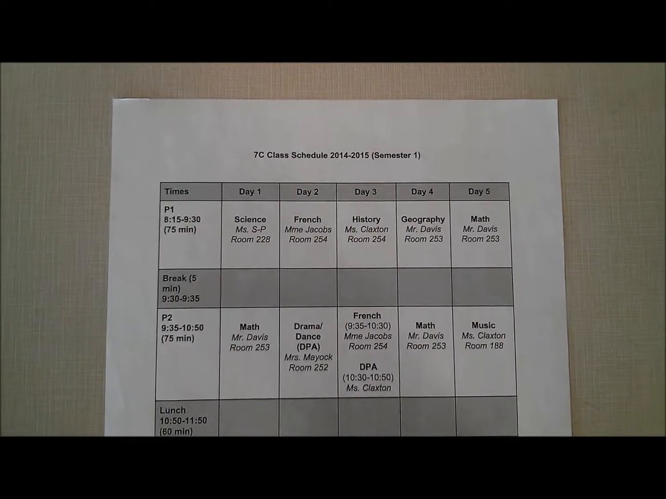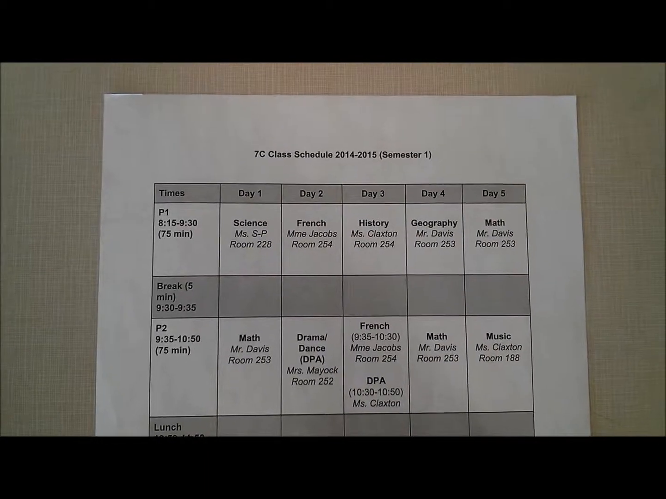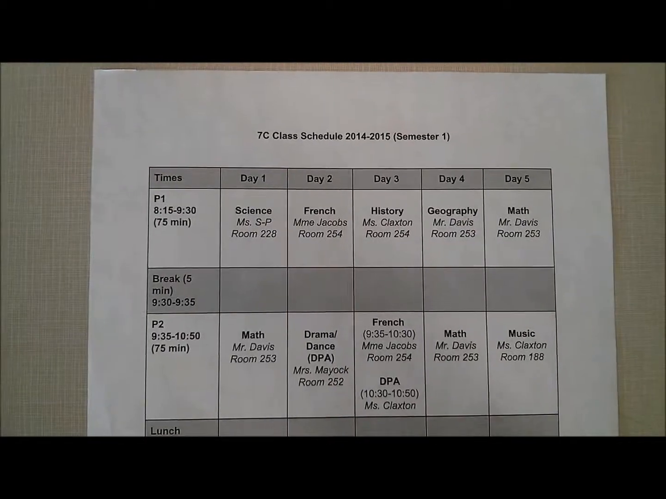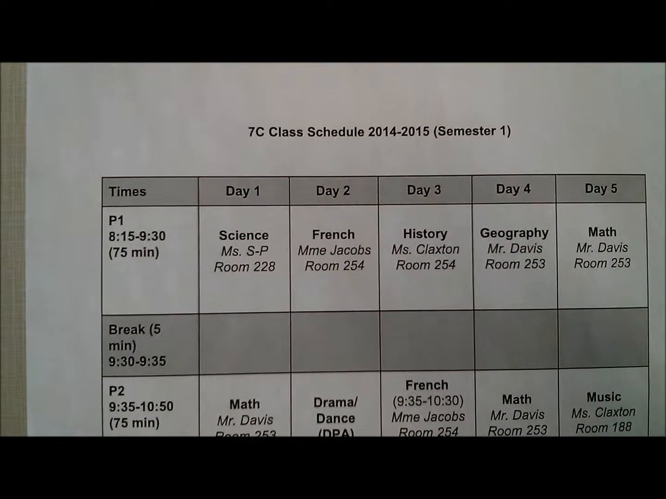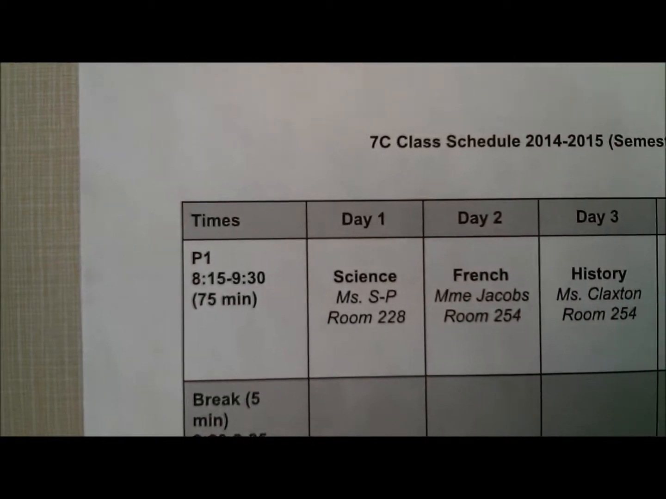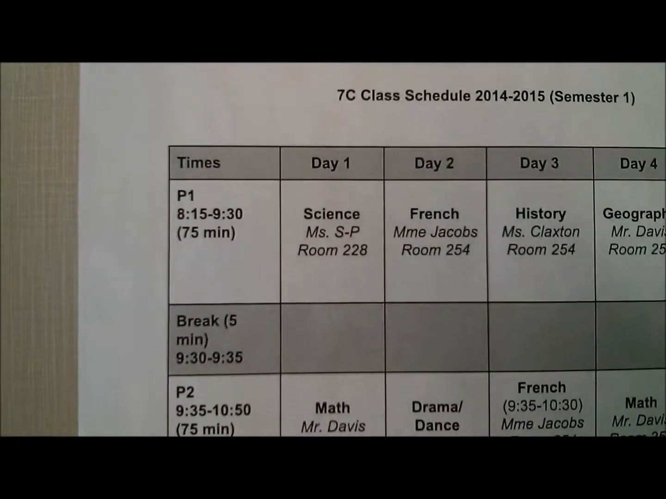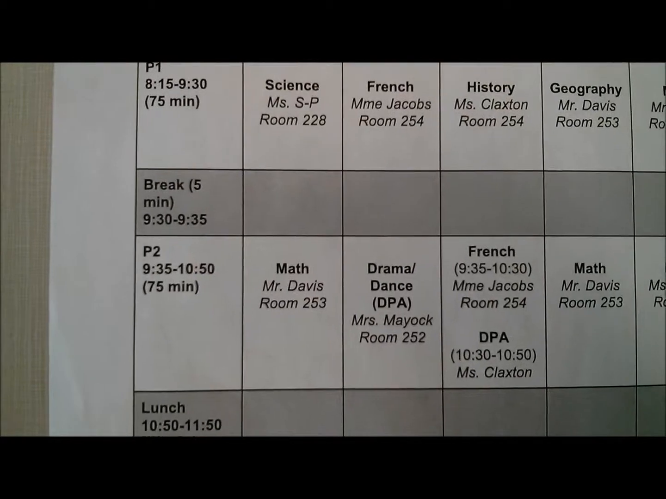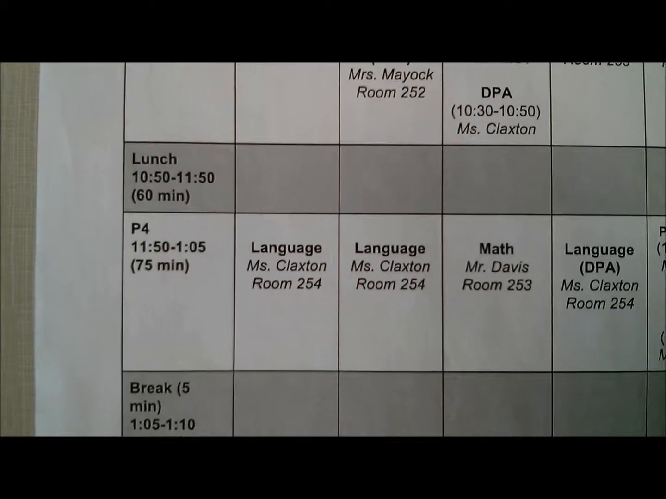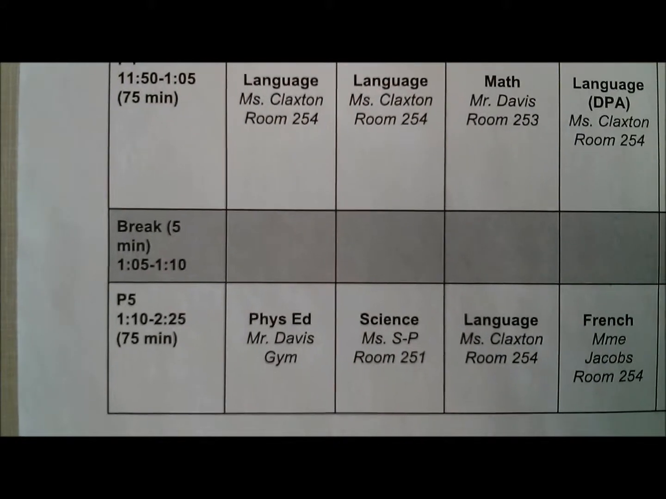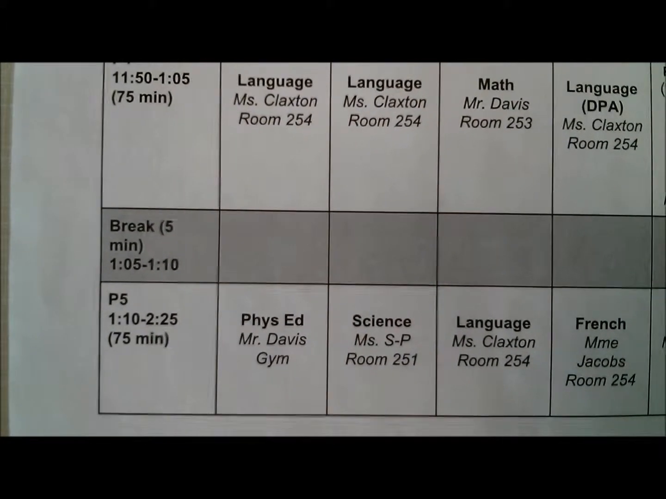Destinations is pretty similar to the schedule at the high school, mainly because we ride the same buses and we share the same rooms. So you'll see here at this year's example of the 7C class, their period 1 starts at 8:15. Then they move to period 2 after a short break. They have lunch, period 4, little break, and period 5 in the afternoon, and they're done at 2:25.